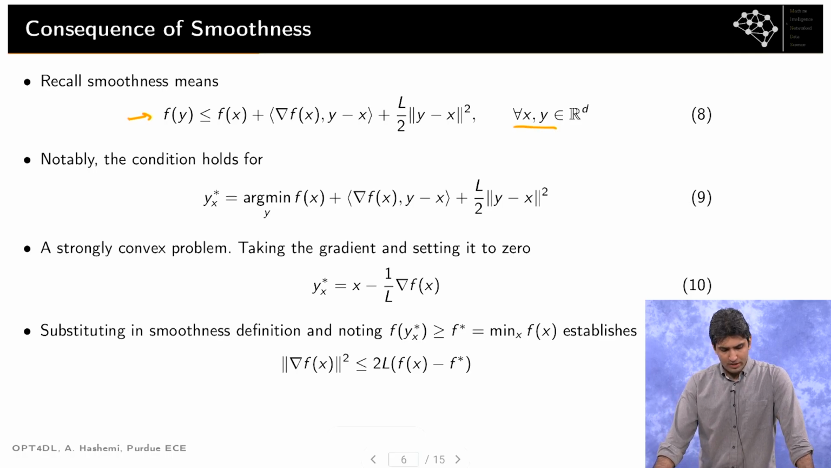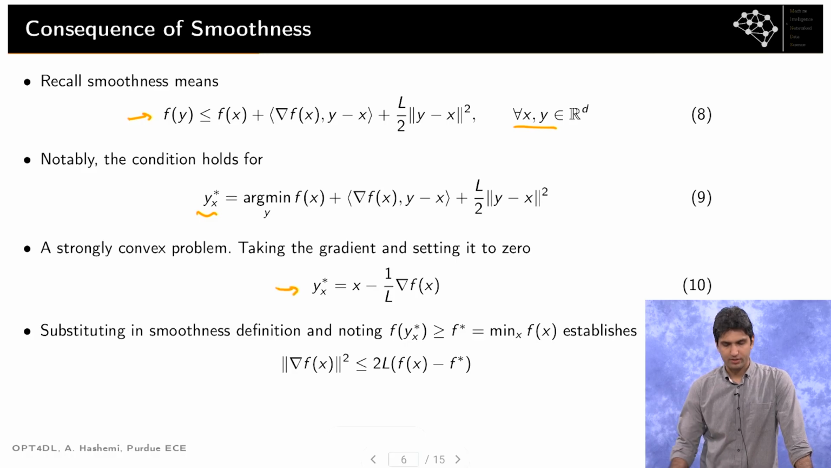In particular, the condition holds for this specific y star, which is a function of x, which effectively minimizes the right-hand side of equation 8. Now, this is a strongly convex problem because it's just a convex quadratic function of y. So that means that there is only one such y star of x, and I can find that quite easily by taking the gradient and setting it equal to 0. If you do that, you're going to find that the y star of x is going to be x minus 1 over L times the gradient of our function at x.